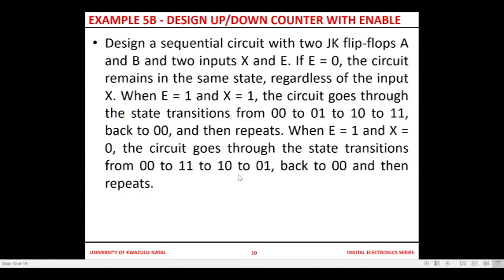Now you've got this. Design a sequential circuit with two JK flip-flops A and B, two inputs X and E. If E equals 0, the circuit remains in the same state regardless of the input X. When E is 1 and X is 1, the circuit goes through the state transition from 0,0 to 0,1 to 1,0 to 1,1, back to 0,0, counts clockwise and then repeats. When E is 1 and X is 0, the circuit goes through the state transition 0,0, 1,1, like that.